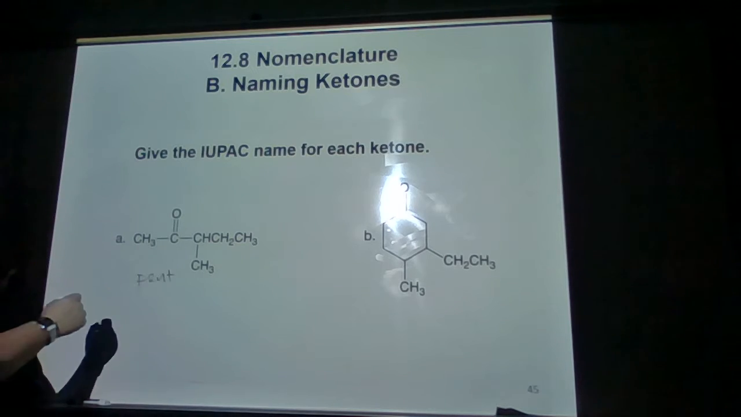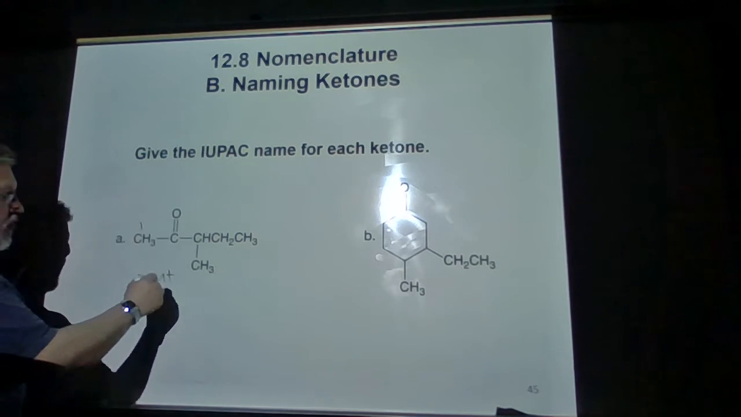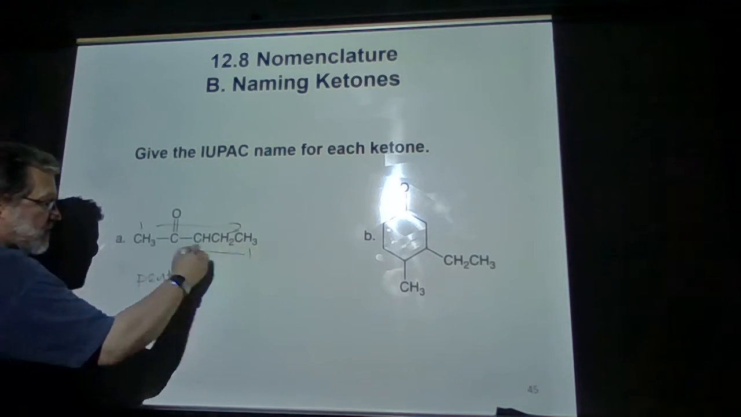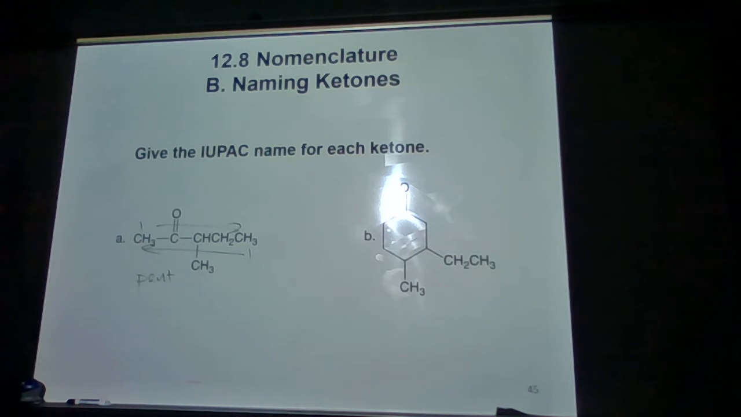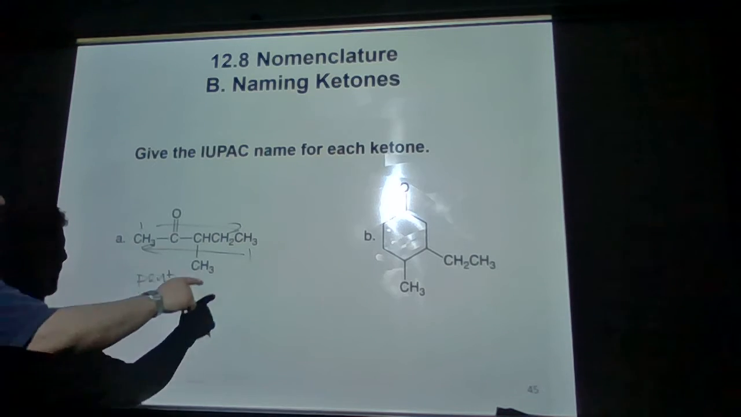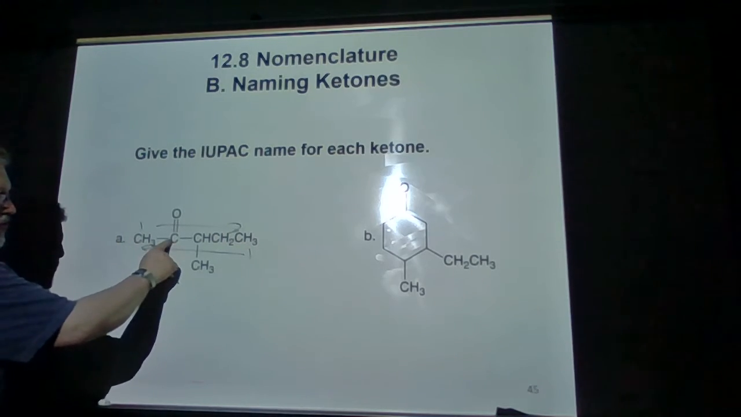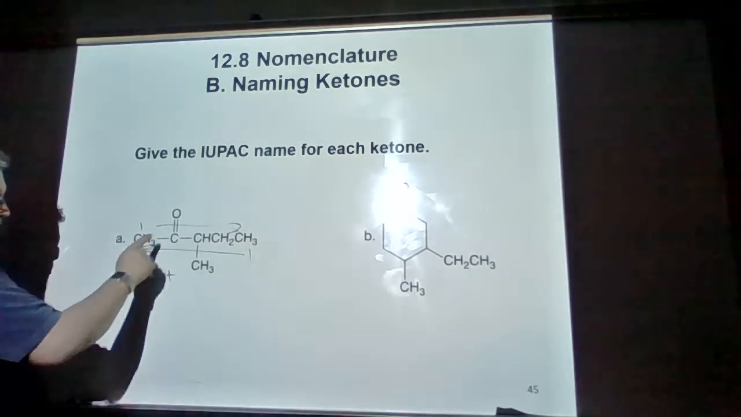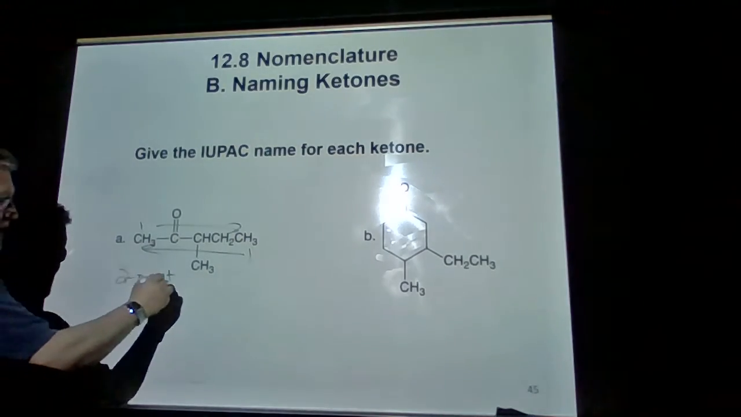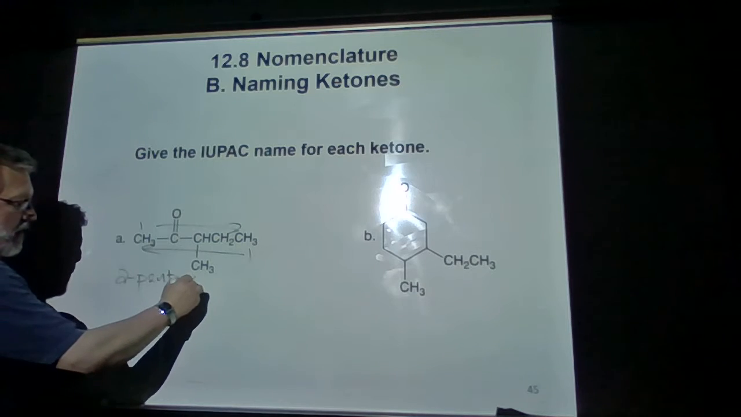Where is our C double bond O? Now we need to decide, is this one and numbering this way, or is this one and numbering this way? We want to give that C double bond O the lowest numbering position possible. So if we start with here, it's 1, 2. But if we start from this right and work left, it's 1, 2, 3, 4. 2 is less than 4, so it's 2-pentanone.